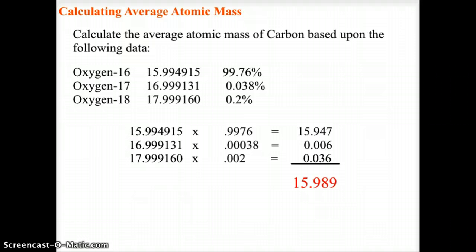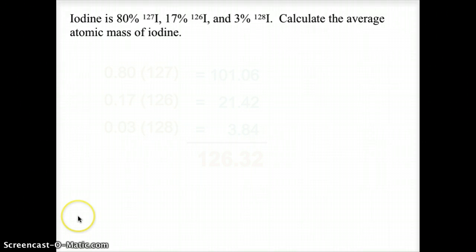So let's do one of those problems together. And here we have iodine, which is 80% I-127, 17% I-126, and 3% I-128. So calculate the average atomic mass of iodine. So go ahead and turn off the video, work this out on a separate piece of paper and then see how you did by coming back and checking your results.